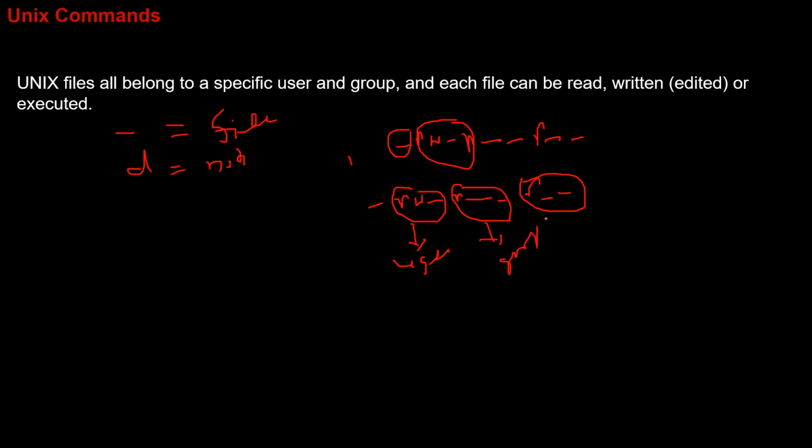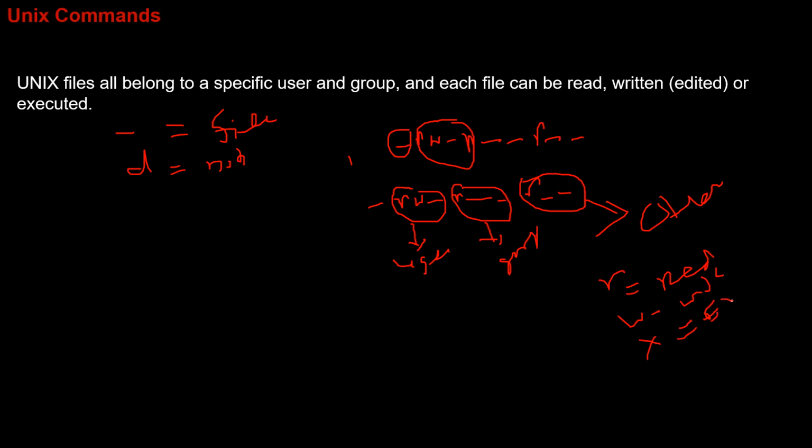The user belongs to some group, like HR. If I work in the HR department, then I'm a member of the HR group. If I work in the accounting department, then I'm a member of the accounting group. And the last group represents other people in the organization. Now R means read permission, W means write permission, and X means execute permission.